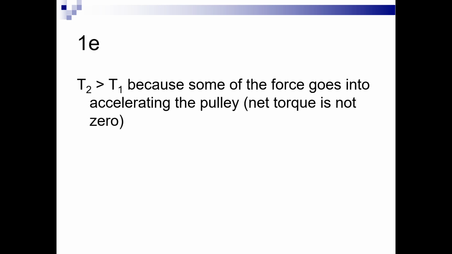But then for the case where the pulley has mass, because they have unequal amounts, there has to be an unequal tension, because otherwise you're not going to accelerate the pulley, because if the pulley has mass, it requires force to accelerate it. The net force and the net torque are not 0. So the only way to get it to accelerate in the correct way is if T2 is greater than T1.